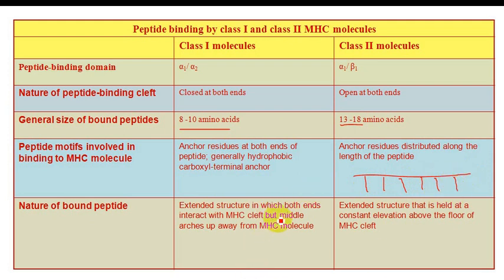Nature of the bound peptide: in class 1 it is an extended structure in which both ends interact with the MHC cleft but the middle arches up away from the MHC molecule, because the string can go in an up and down direction. This is MHC class 1. Whereas in MHC class 2 it is an extended structure held at constant elevation from the floor of the MHC cleft, unlike arching up or down. So that's the basic difference between MHC class 1 and class 2 molecules, based on the peptide binding domain, the nature of the peptide binding cleft, the general size of bound peptides, the peptide motifs involved in binding to the MHC molecule, and the nature of the bound peptide.